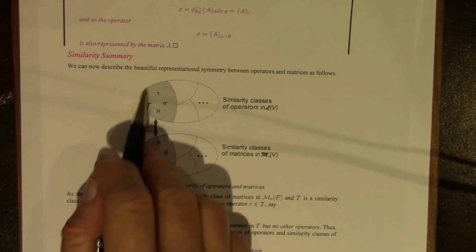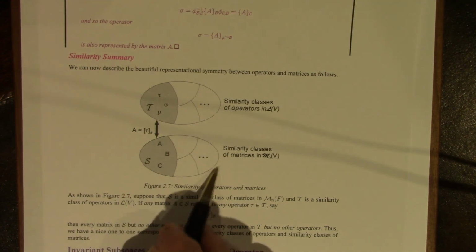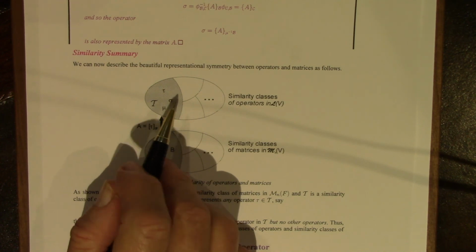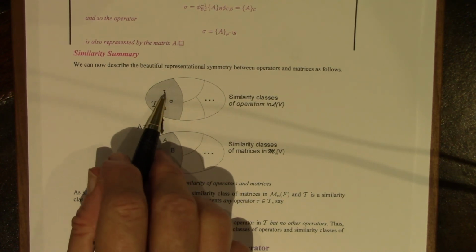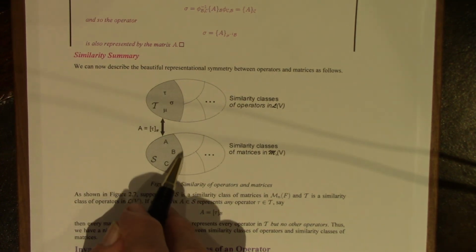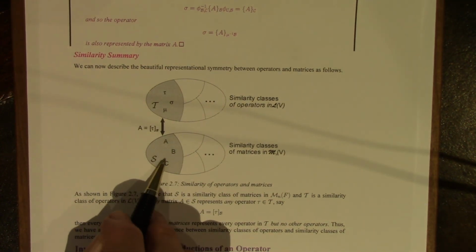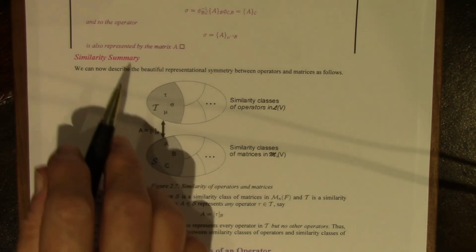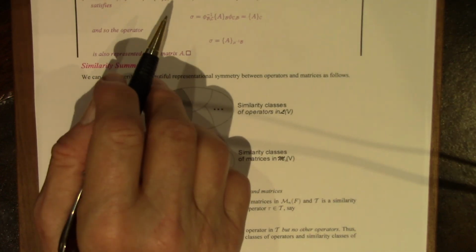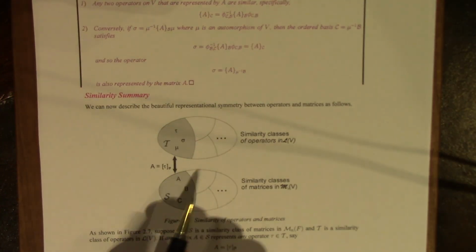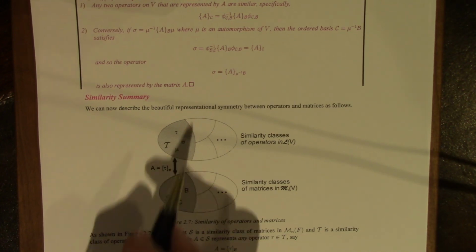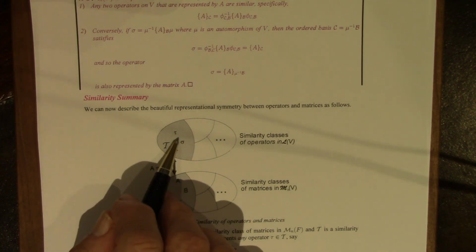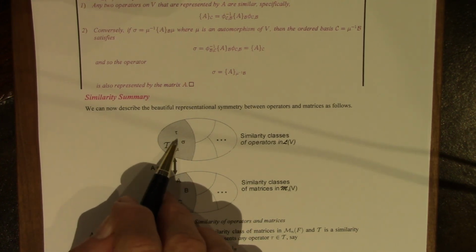These are the similarity classes for operators. These are the similarity classes for matrices. We've already seen that if we take a single operator, say tau, all of its matrix representations fill a similarity class of matrices. What is proved in this section is that if we take a single matrix and we look at all the operators represented by that matrix, we fill a similarity class of operators.